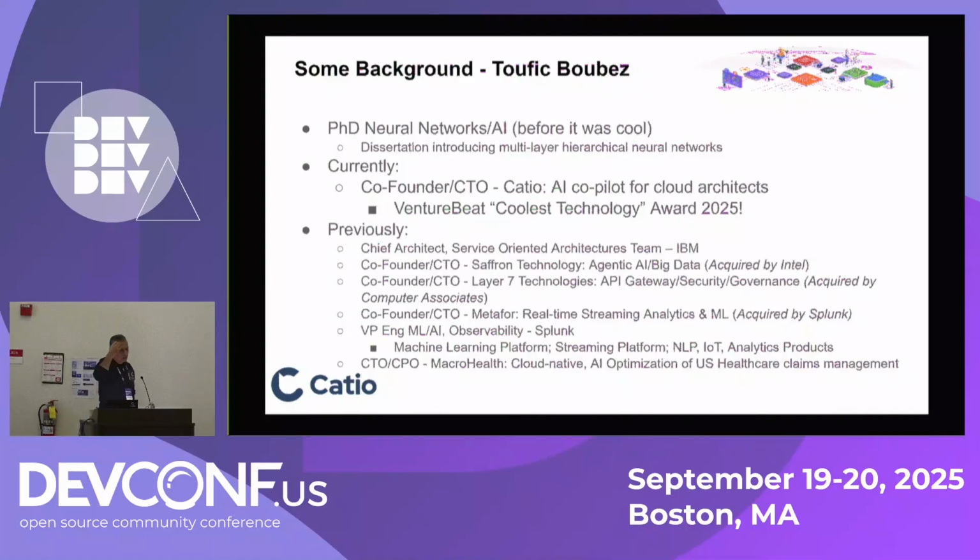But I'm currently co-founder and CTO of Cat.io, and we're building this copilot for architects: enterprise architects, chief architects, CTOs, technical leads, and so on. I'm proud to say we won the best, coolest technology award at the VentureBeat Transform conference earlier this year in San Francisco in June. So very proud of that. And I have a bit of a checkered past, as you can see. Pretty much I've been in technology for most of my life. So the problem that we're solving at Cat.io is very, very personal to me.